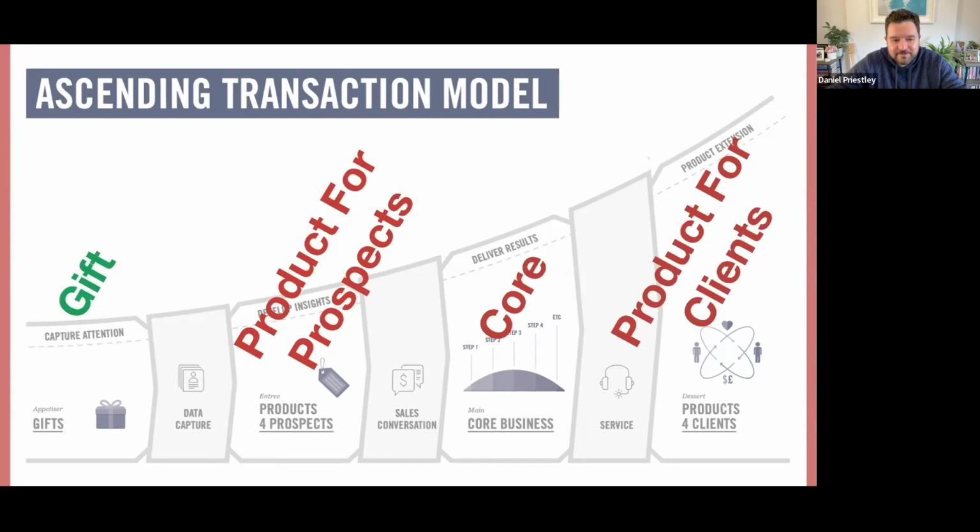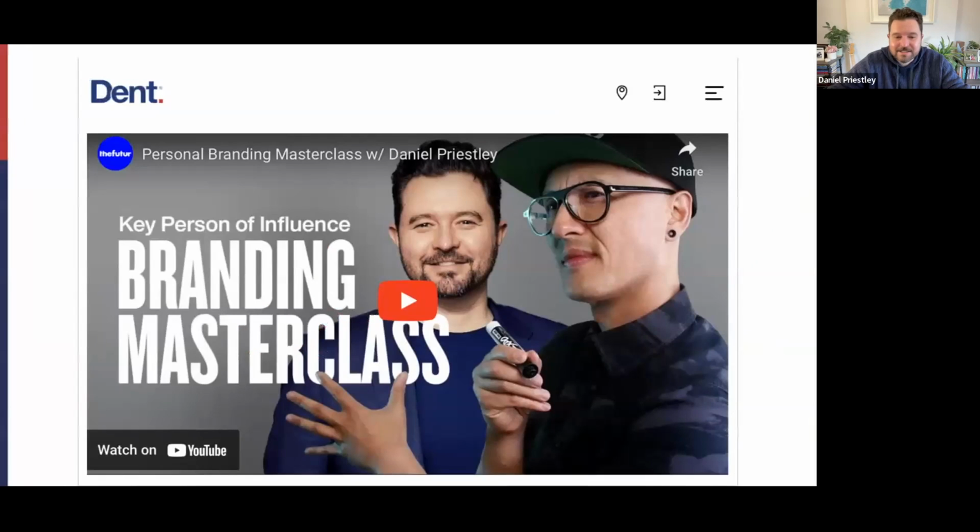So let's have a look at some gifts. A gift could be something as simple as an online masterclass. This is an example, I did this masterclass with Chris Doe. It's on YouTube. We've actually got it on our website as well. And this is an example where for free, without having to opt in, or spend, or share your email, you can go onto YouTube and do a free branding masterclass. And it's an hour.